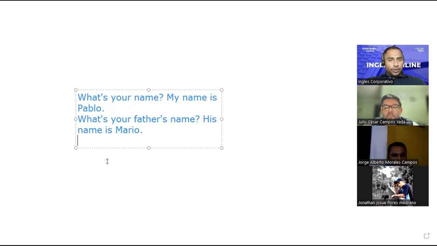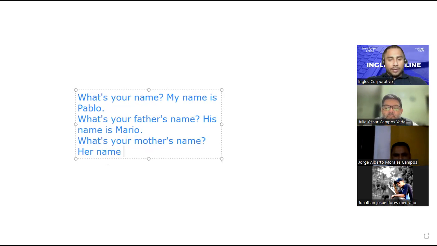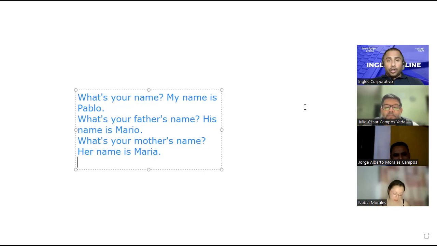If I say to you, what's your mother's name? Then you say, her name is Maria. What is the possessive adjective in that sentence? Her. Your and her.